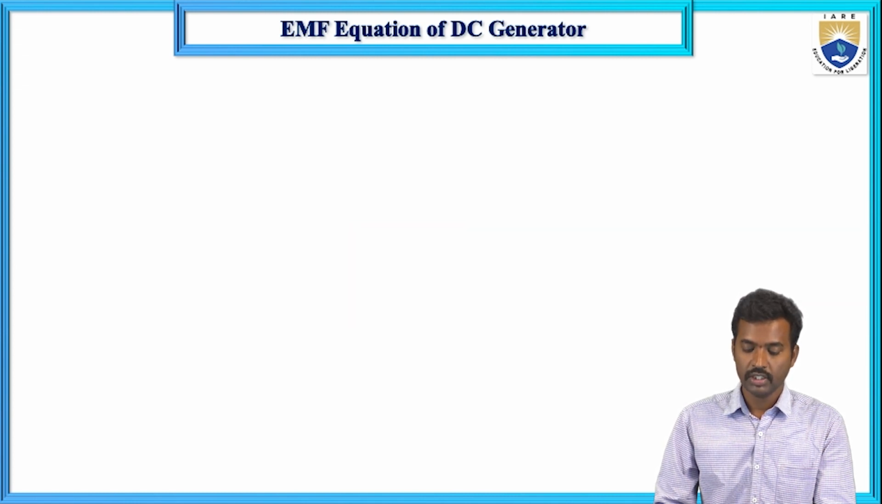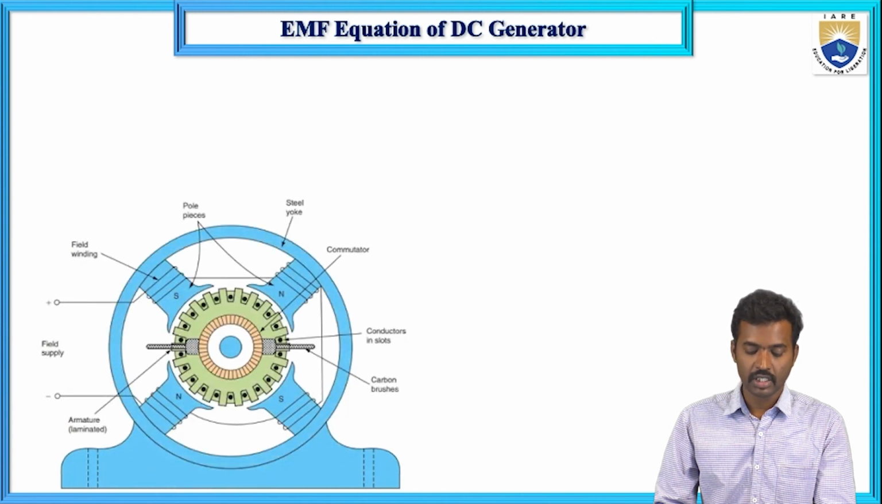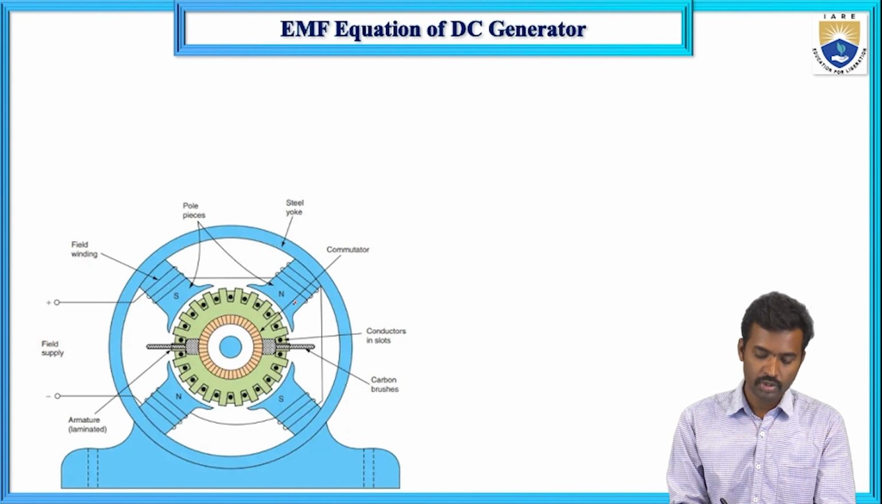So this is the construction of a DC generator. In this, we have the total number of poles here, this is the field winding, these are the armature conductors in the slots, and these are the brushes. This one is the commutator, this is the yoke, and this is the armature core.